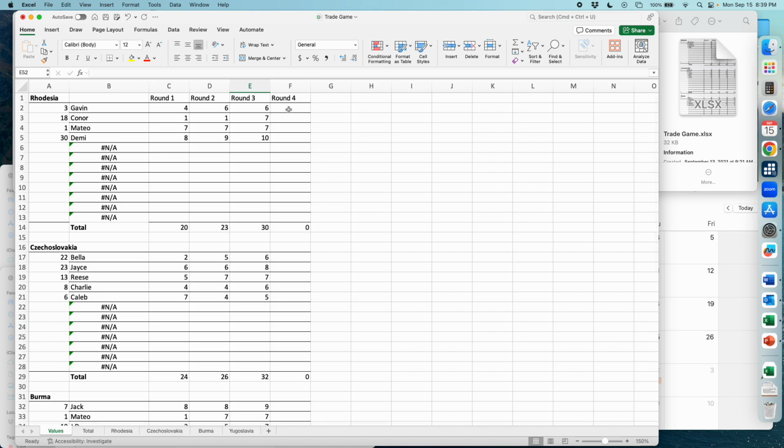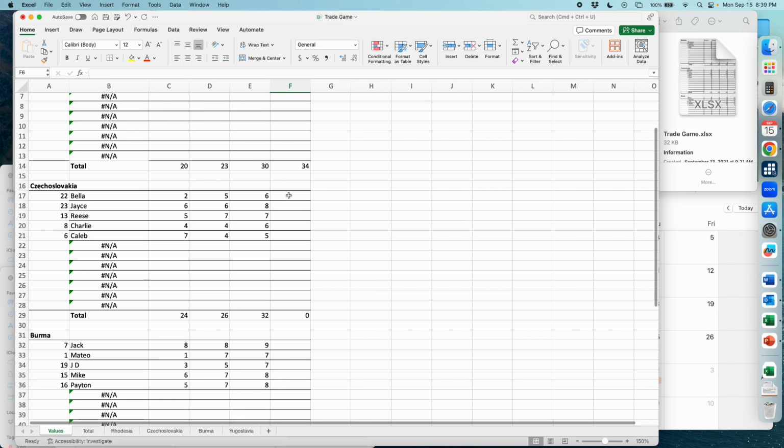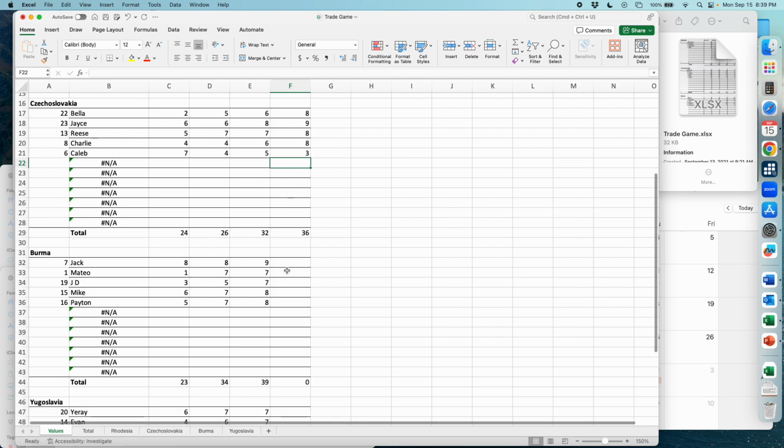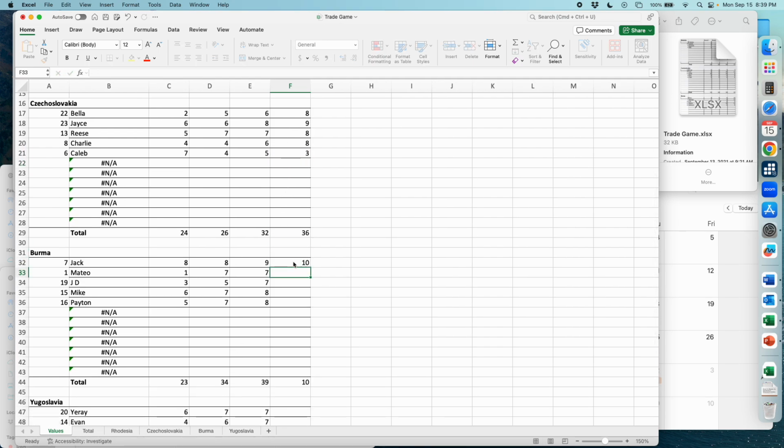And then that's the last round, and then we record everything, right? So suppose Gavin goes up to 7, suppose Connor stays at 7, but Mateo finally goes up to 10, Demi's already at 10, Bella, suppose she goes up to 8, and Jace now is at 9, and Reese goes up to 8, and Charlie's up at 8 as well, and Caleb wants to be a party pooper again and goes back down to 3. Jack is up at a 10.